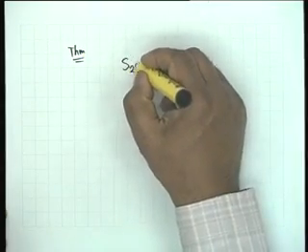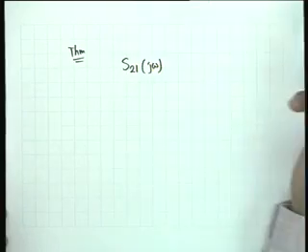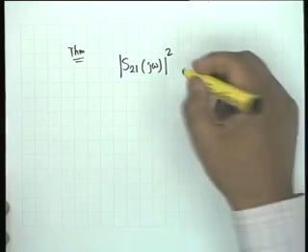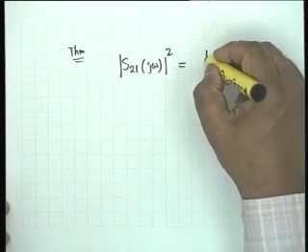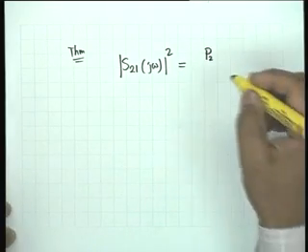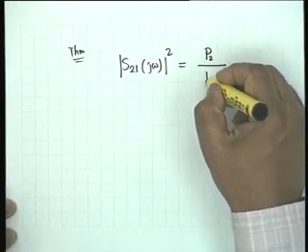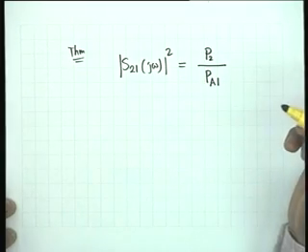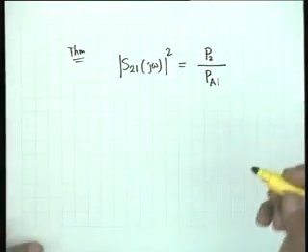All right, any question? Now, let us establish a relationship. The next one is a theorem which says that for a 2-port, |S21(jω)|² is equal to the power that is absorbed by the load divided by the power that is available at port 1. Let me clarify what this means.